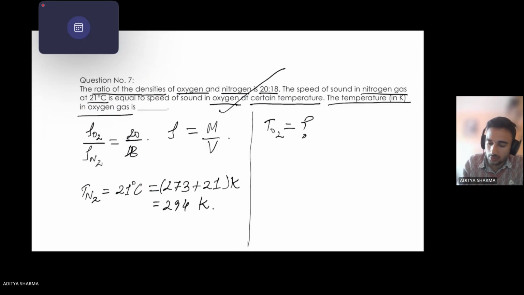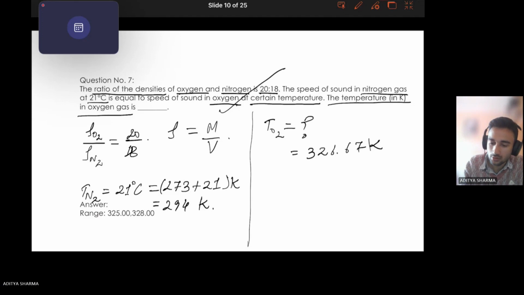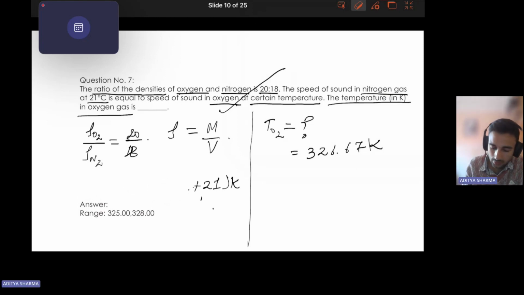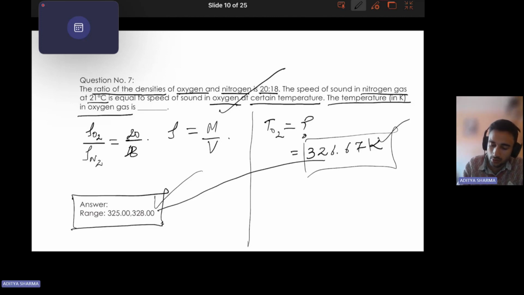So this came out to be 326.67 Kelvin. So if we check out our answer, if you see the answer, it comes out to be between this range. So it was a range type question, so range had to be given. So our answer falls in this very range. Alright, this is our answer.